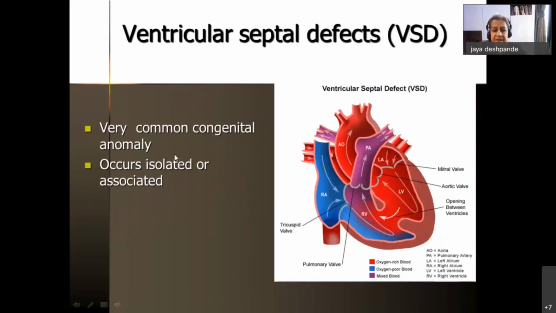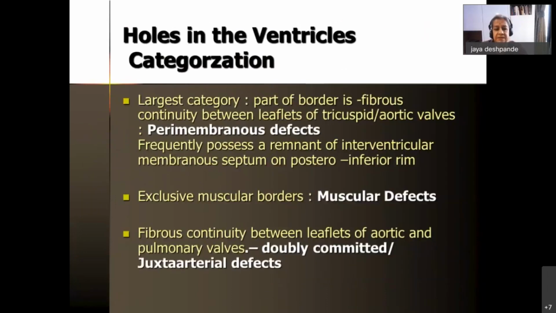So ventricular septal defects are a fairly common congenital anomaly. They may occur isolated or associated with other cardiac anomalies. How do you categorize holes in the ventricles, interventricular communication? The simplest ones are the muscular defects, where the defects have a totally muscular border. This, however, constitutes only about 15 to 20% of the types of VSD. The more common one is the perimembranous defect.